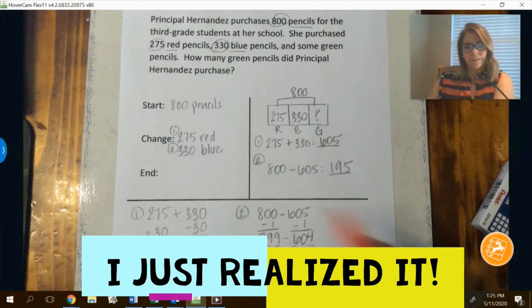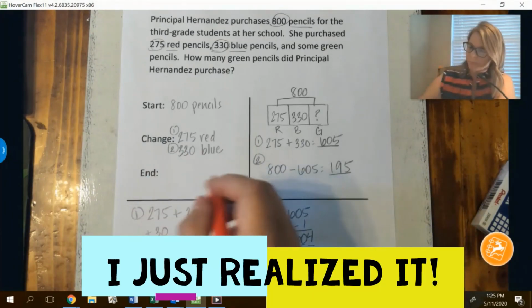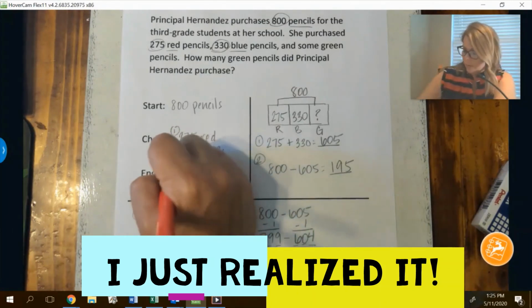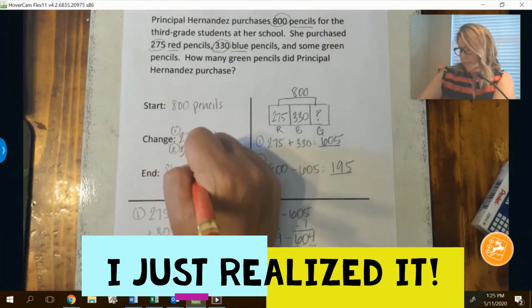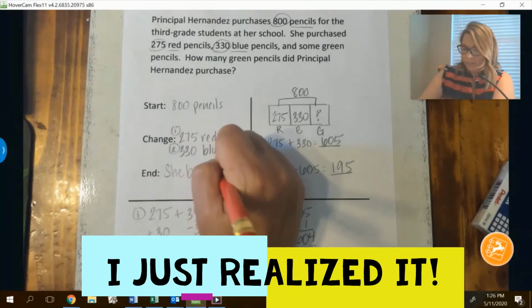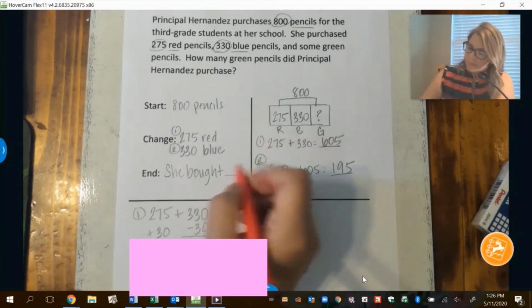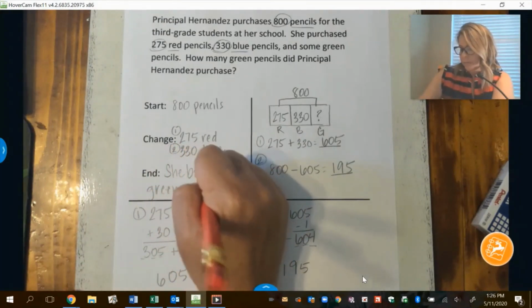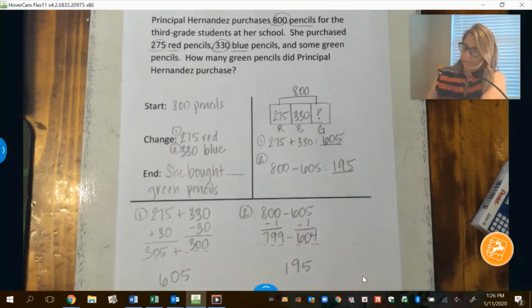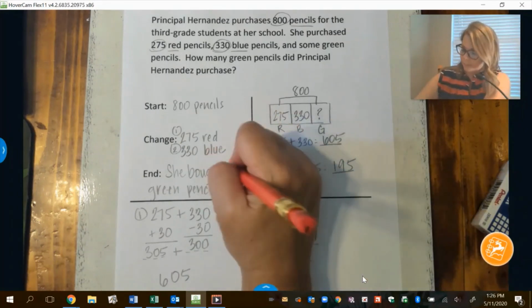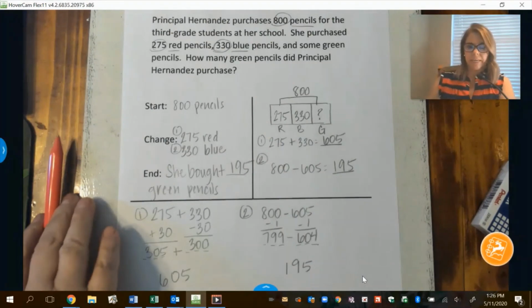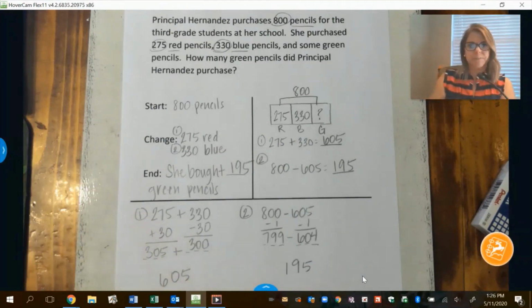And look, if we were in class, you would have said, Miss Ladner, you forgot to do the fill in the blank sentence. Well, I guess we can do it now. How many green pencils did Principal Hernandez purchase? We would say she bought blank green pencils. Now we know what the answer is. 195 green pencils.